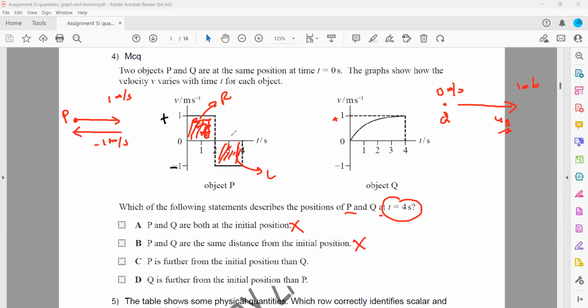P is further from the initial position. P is not further from the initial position, as it returned back to the original position, the origin. So P displacement is 0. Q is further from the initial position than P. That's true, because Q does not change the direction. It continues to move. Its acceleration decreases, but it continues to move in a specific direction. So D will be the right answer.